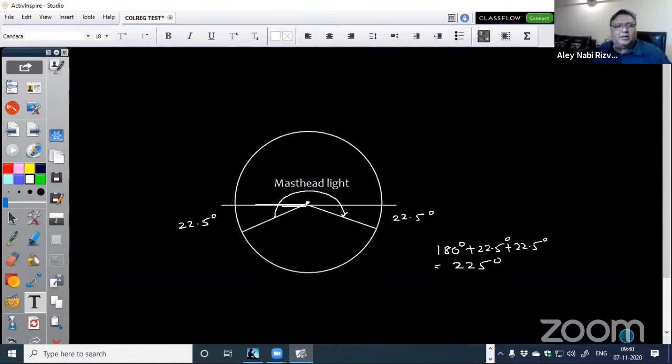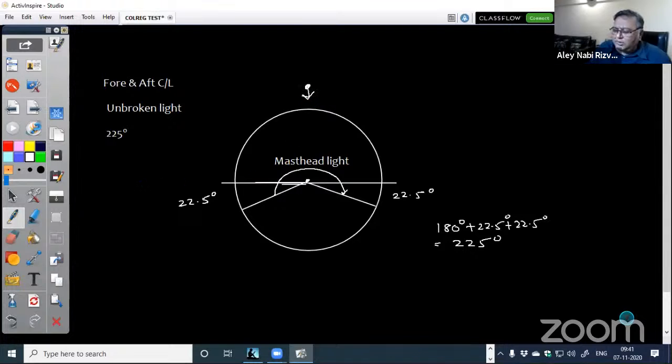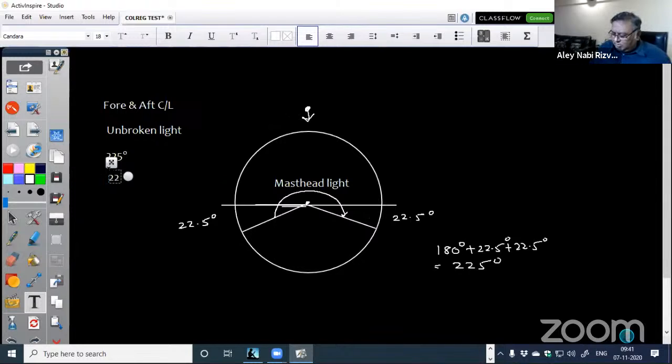All right. So what are the characteristics of masthead light? It's placed over the centre line of the vessel, I'm just writing CL, centre line, and it is showing an unbroken light. Unbroken light means the light is continuous, and the arc is 225 degrees over the arc of the horizon. Or if you see from right ahead, then what you see is 22.5 degrees above the beam, if seen from right ahead.